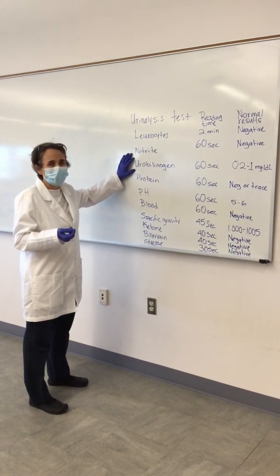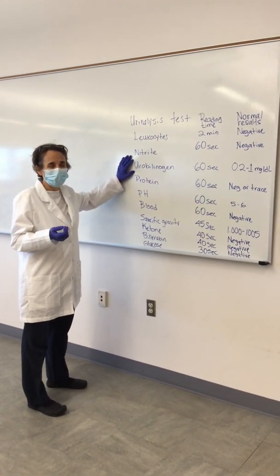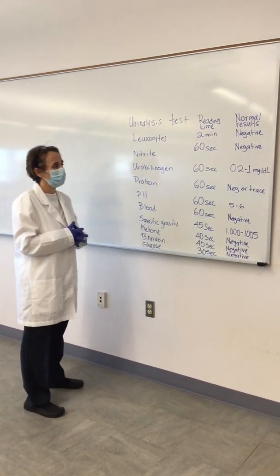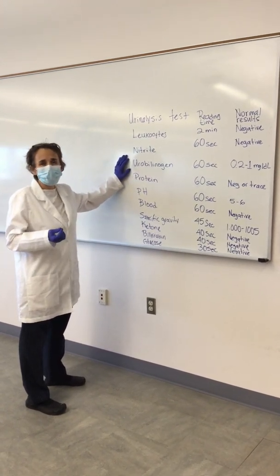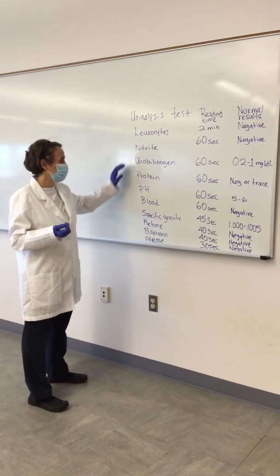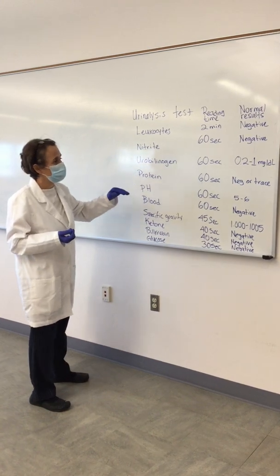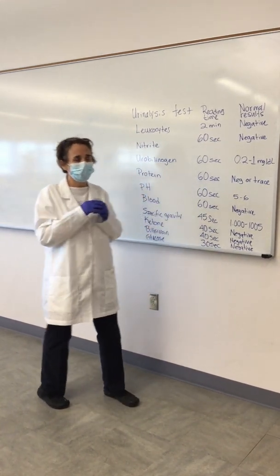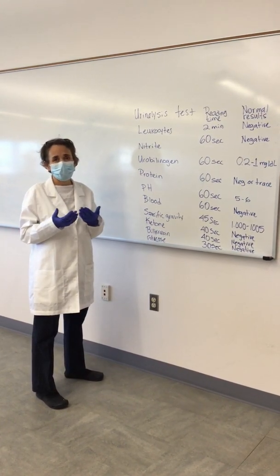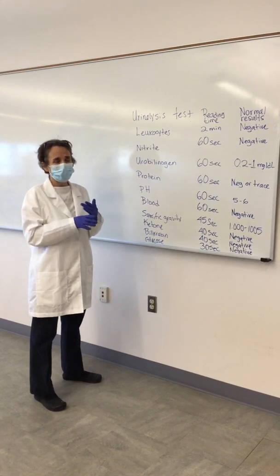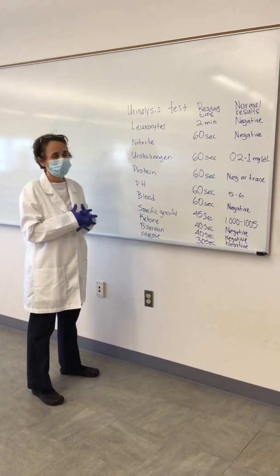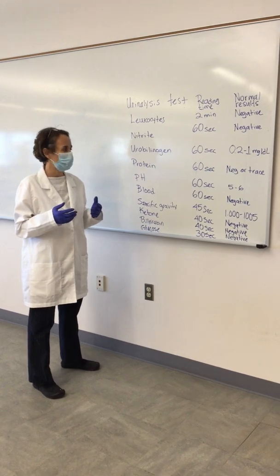Now, for urobilinogen, this is a normal component in the urine, so we're supposed to have between 0.2 and 1 milligrams per deciliter, and this is the pigment that actually gives the urine its yellowish color. And then for proteins, we shouldn't have any because the filtration membrane that exists in the kidneys, which is the glomerulus, is supposed to be completely sealed. So there should be no proteins in the urine, and if there are proteins in the urine, that means that the person has glomerulonephritis.